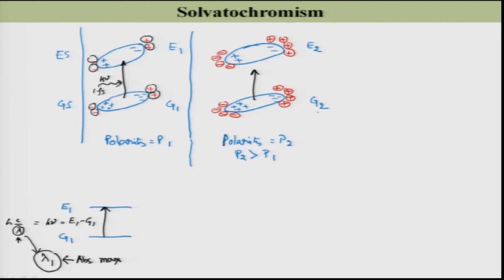Now, once you use a high polarity P2, which is more than P1, the ground state energy is G2. Because the dipole moment is more, it has been stabilized much more efficiently because of this P2. So, if I draw the G2 level over here compared to G1, G2 will be somewhere here. So, it is stabilized. This much is my stabilization energy.